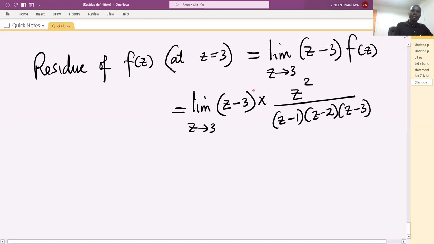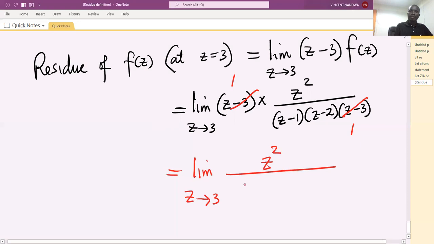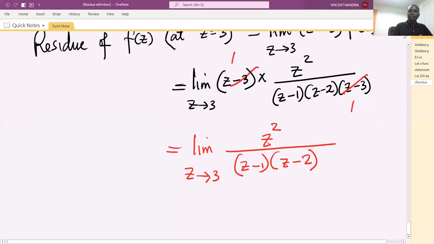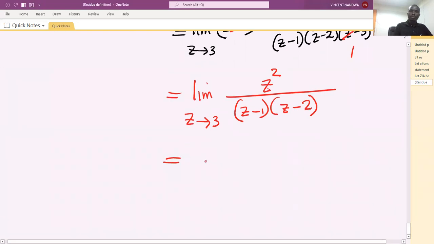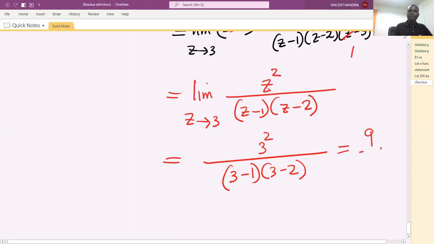And in that product, this bracket and this bracket cancel out. So we have limit as z approaches 3 of z squared over z minus 1, z minus 2. So this will be, by direct substitution, 3 squared over 3 minus 1, 3 minus 2, which will be 9 over 2 times 1. So that will give us 9 over 2.